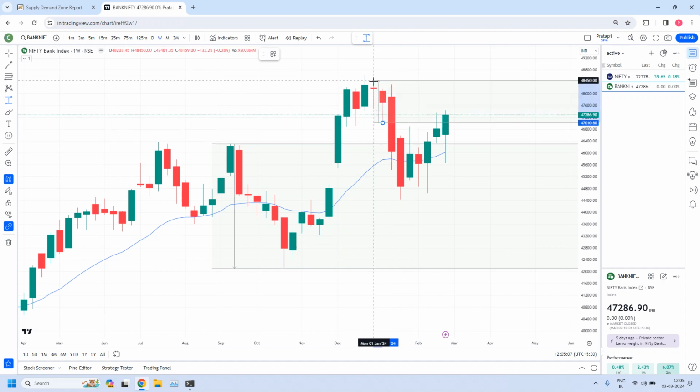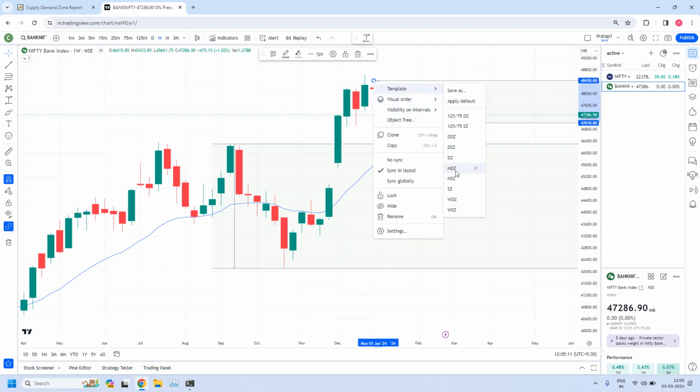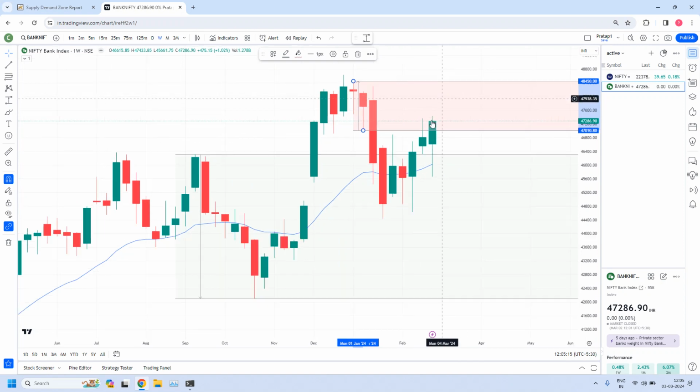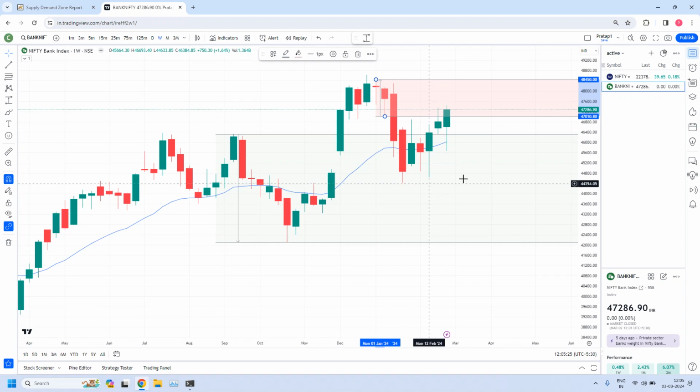So this is a weekly supply zone. Let me change the color. Okay, now prices are, Nifty is inside the weekly supply zone. I mean, not Nifty, Bank Nifty. Bank Nifty is inside the weekly supply zone.